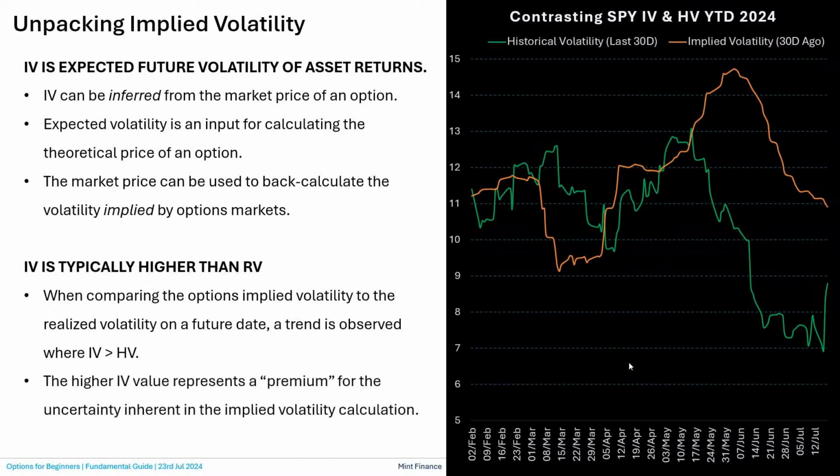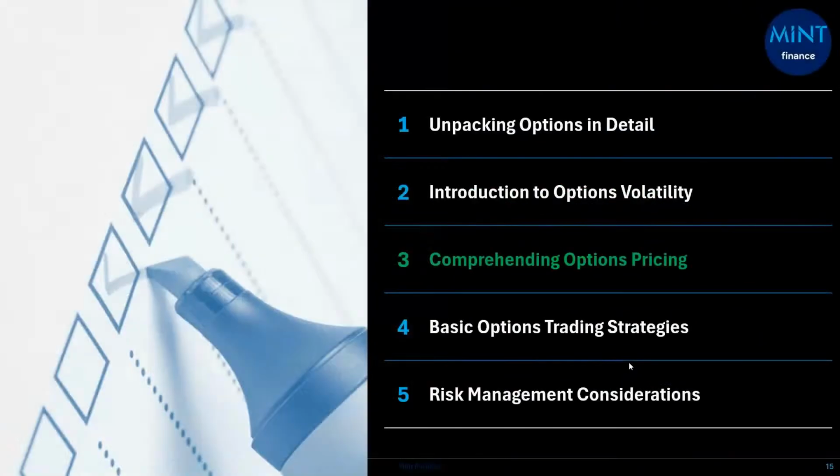This is something that you would generally see. The reason behind that is that the implied volatility is not an exact value, right? This is something we're approximating in some way. Since we can't tell the future, there is uncertainty associated with this, and that uncertainty is expressed in the form of a premium. That premium is essentially why the implied volatility is generally going to run higher than the actual realized volatility of the asset. So with some of that context behind volatility itself, we can move on to options pricing.